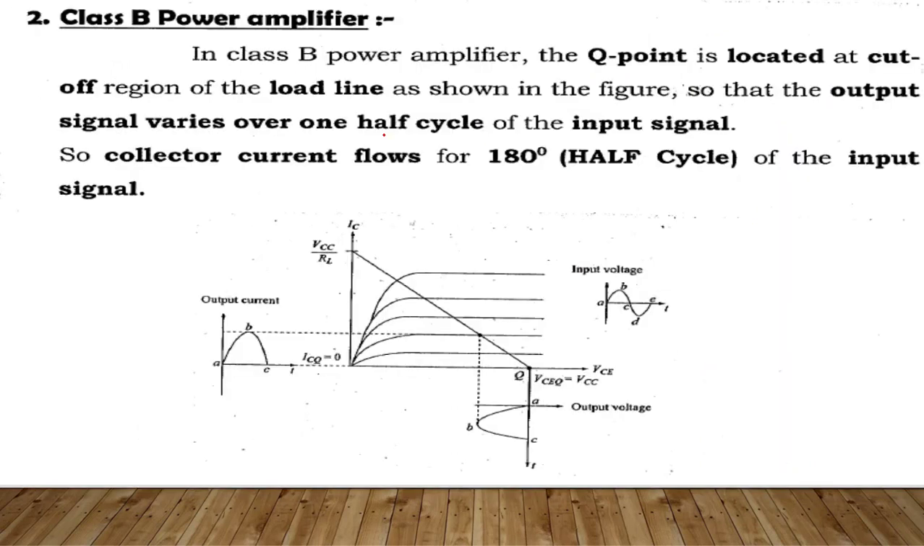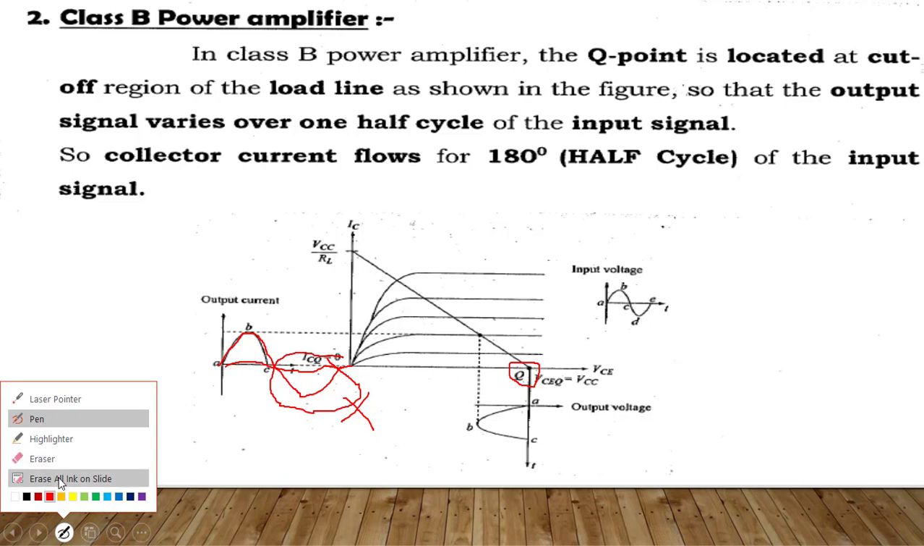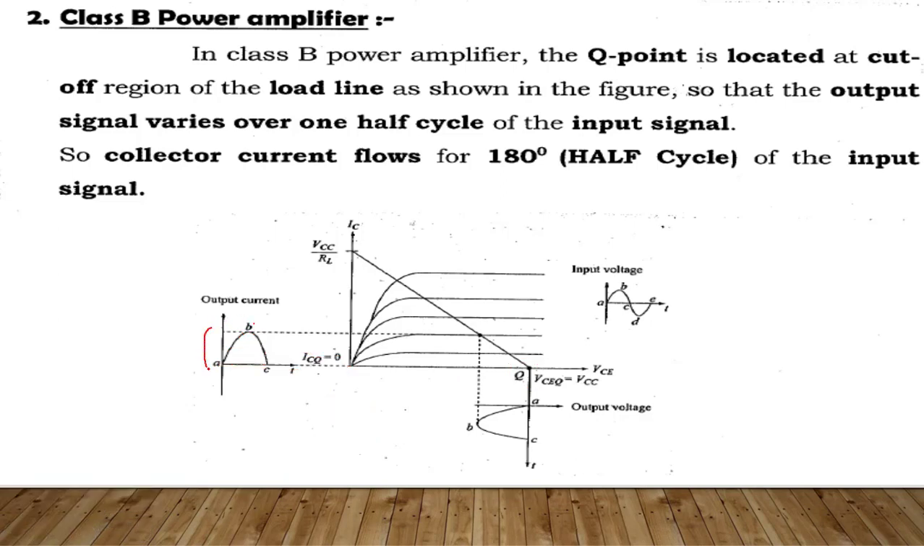If it is class B, what happens? We are placing the Q point at IC equal to 0 and VCE. See here, here we are placing it. What happens? Only the positive area will be in the output. So the positive area, actually this point is taken as 0. Usually I am getting something like this. So this portion I am not getting. Why? Because this is the negative portion. The negative portion I won't get. Only the positive portion we are getting. So we are getting only this portion. So this is called 180 degrees, or it is called a half cycle.